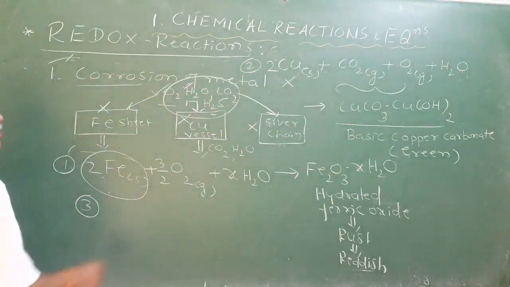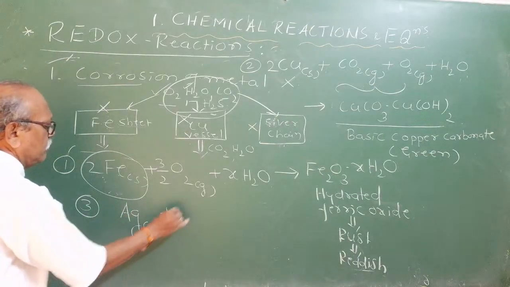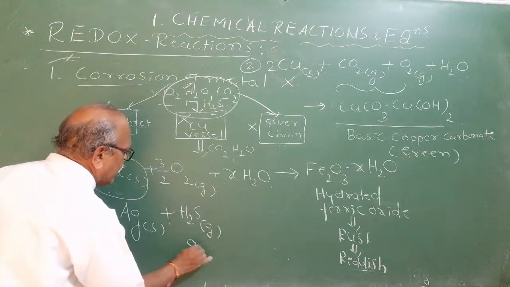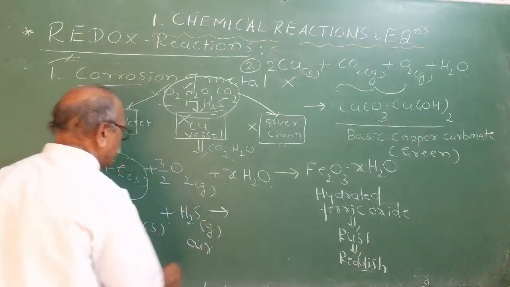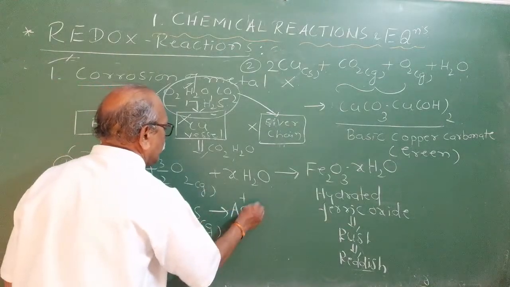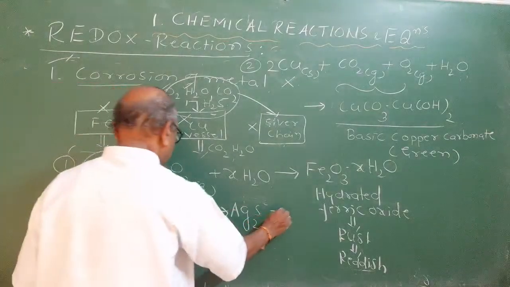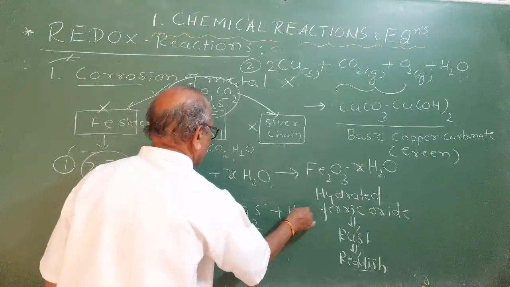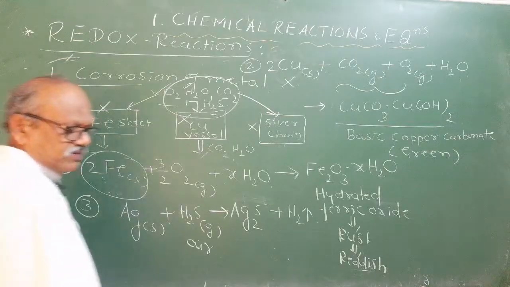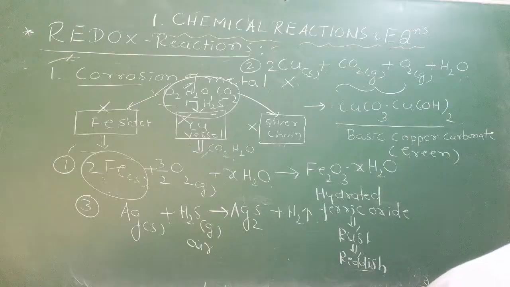Third one, what is the reason for silver? Silver chain, when you purchase it fresh, it will react with hydrogen sulfide gas present in the air and form silver sulfide, Ag plus 1, S minus 2. You can write Ag2S plus H2. Balance the equation.